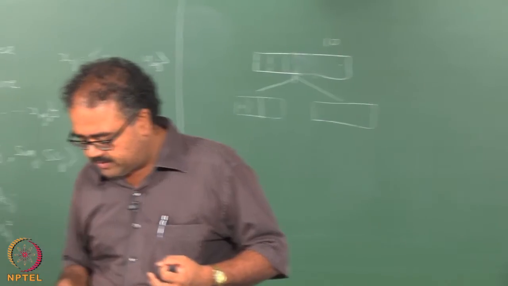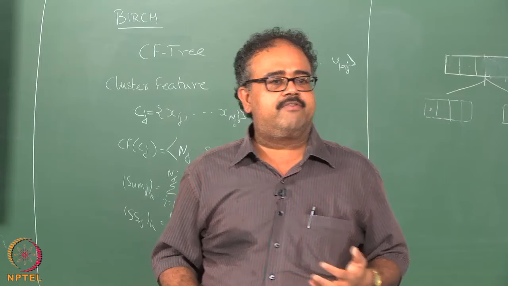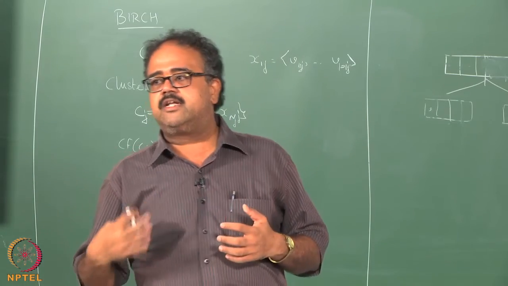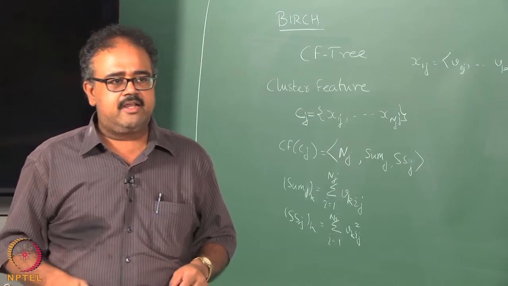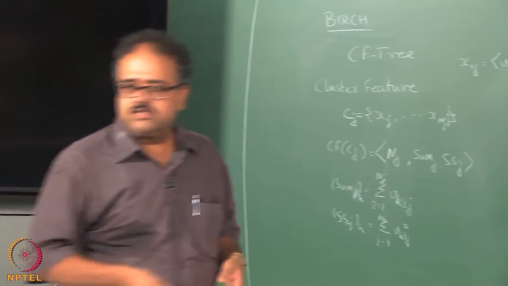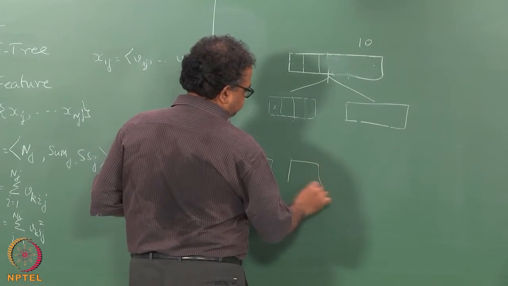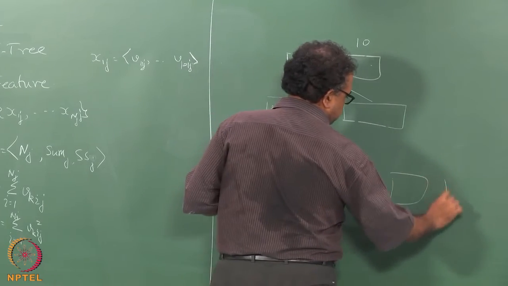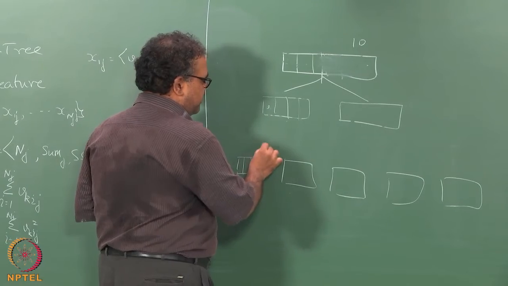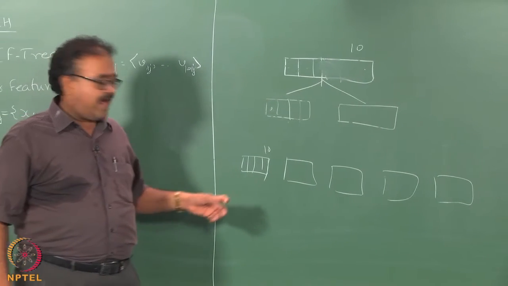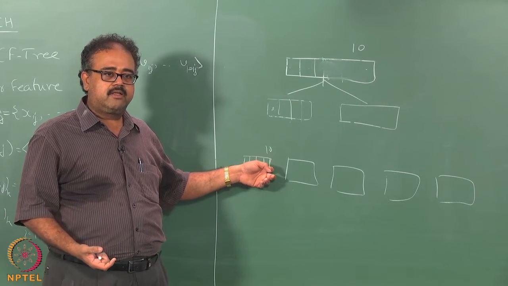Sometimes what people do with BIRCH is, after they have grown the tree to some point, they stop and try to do some kind of rebalancing. That is just an additional optimization step. You need not do the rebalancing step, you could just grow the CF tree in one shot. More often than not it will work. So at the end of the clustering, you will have a lot of leaves at the bottom, each one of them containing say 10 clustering features, and these are your final clusters that you want.